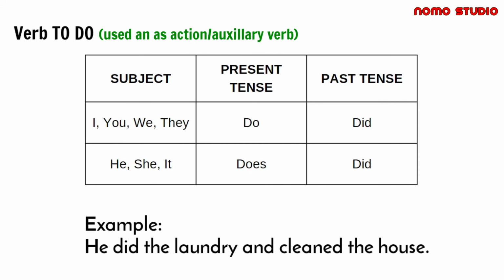Another example, he did the laundry and cleaned the house. So gumamit tayo ng did kasi it is in the past tense at pwede naman natin gamitin yung did sa he na subject. What if perfect verb tense naman?